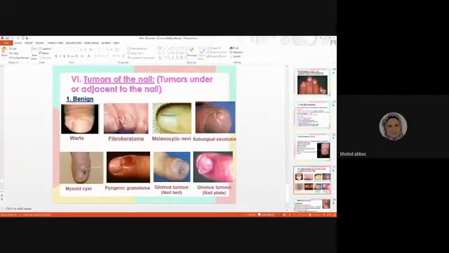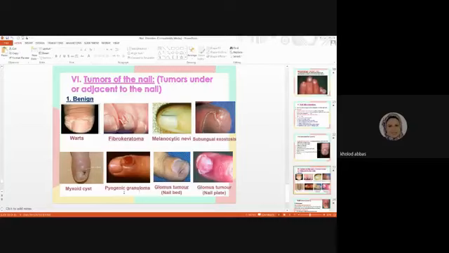Tumors of the nail: we have benign tumors such as wart, periungual wart, fibrokeratoma, benign melanocytic nevi, subungual exostosis, myxoid cyst in the nail bed, pyogenic granuloma. Sorry, nail matrix myxoid cyst, not nail bed.